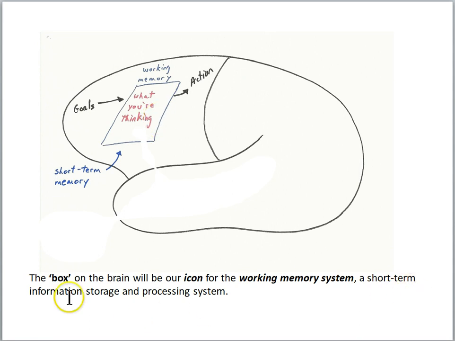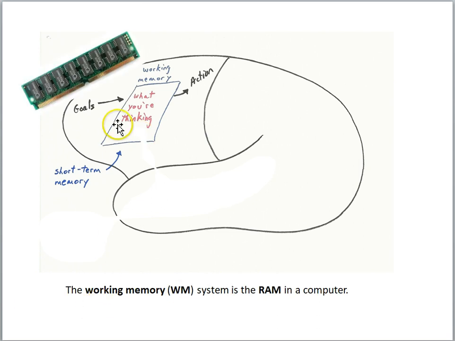And again, it's a short-term information storage and processing system. It would be the RAM in the computer. And notice that what's in the working memory system we will write inside the box, and right now I just have what you're thinking about. So whatever you're currently sort of conscious of, this will be the contents of our working memory system, and we'll say more about that in a moment. We will note at this point, however, that the working memory system in human brains seems to be a limited capacity system, just like the RAM in the computer.